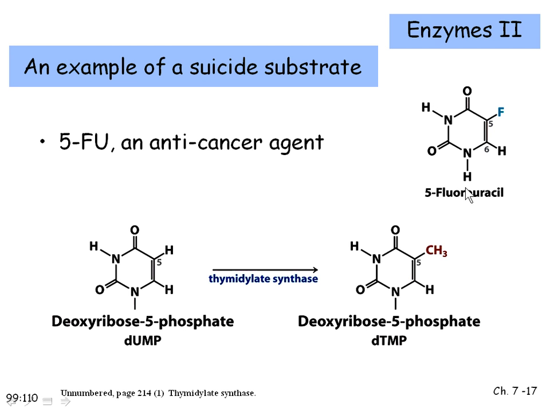And so there's an enzyme called thymidylate synthase, which is normally used to take deoxyribose 5-phosphate UMP, so this would be the uracil, and add a methyl group to it to turn it into the thymidylate monophosphate. So this thymidylate synthase has to add a methyl group at the 5 position. But this has a fluorine there.